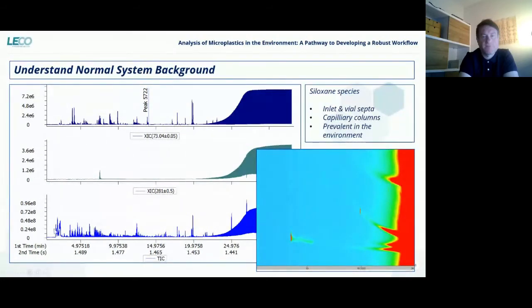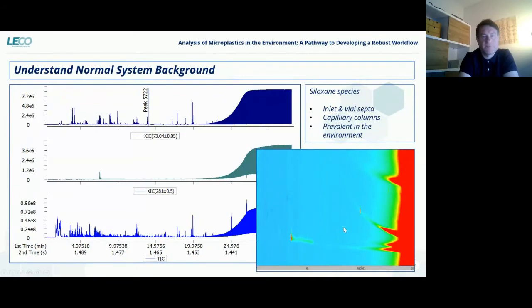But of course, if you look at the response on the left, the bleed and the contamination from the system is significantly lower than you can see compared with the TIC. However, still an issue. If you look at the 3D plot from the GC×GC analysis there in the bottom right-hand corner, you can see these almost like streaks, I would call them. This contamination, this bleed, is prevalent throughout the whole chromatogram, and that's very important.